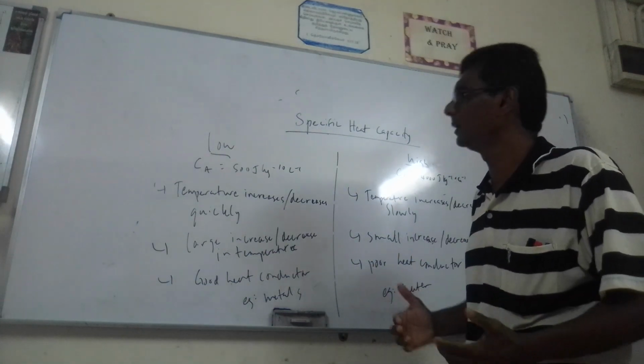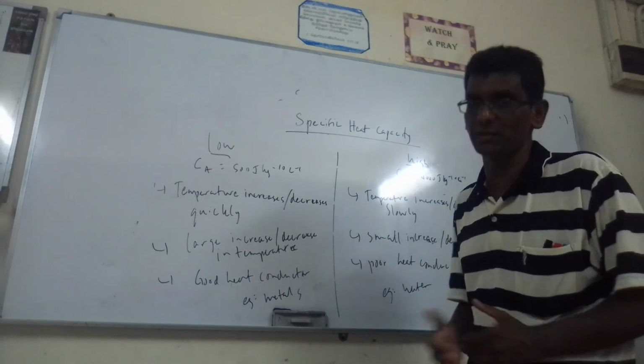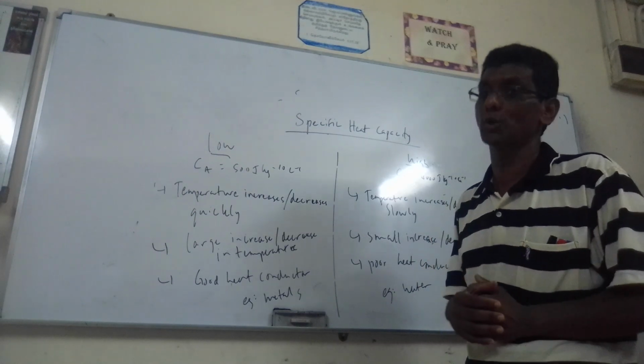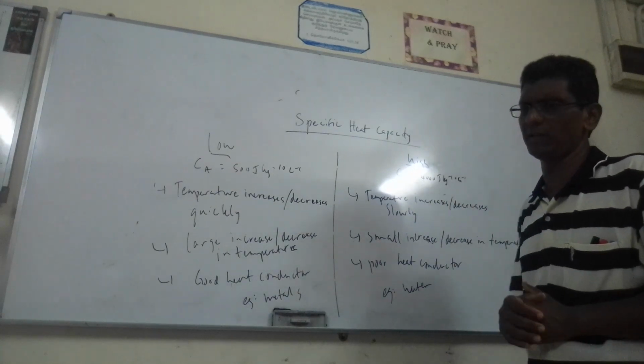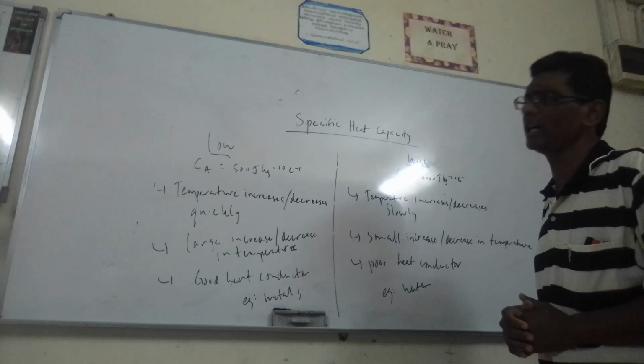So for example, low specific heat capacity materials are metals. Metals are normally known as good heat conductors. And water has a high specific heat capacity, and is known as a poor heat conductor.